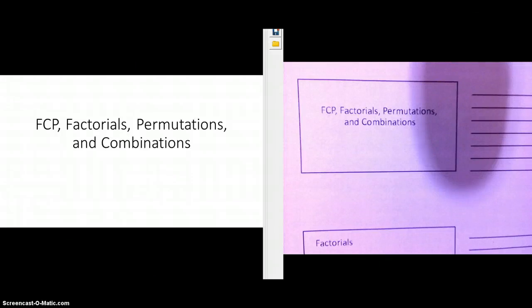Hey, today I'll be doing a recap of all of the new material we just covered to help you prepare for your test. As you may recall, we have just done fundamental counting principle, factorials, permutations, and combinations. So I'm going to work through a few of these problems.